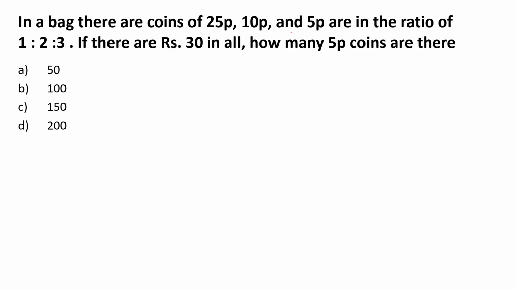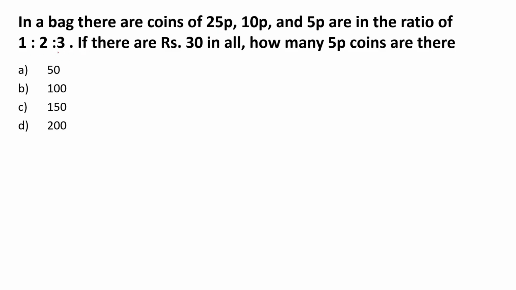We are given the ratio of the number of coins. Let us assume the number of 25 paisa coins is 1, the number of 10 paisa coins is 2, and the number of 5 paisa coins is 3, as represented in the ratio itself.